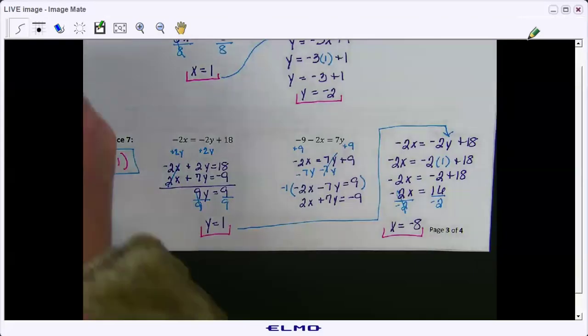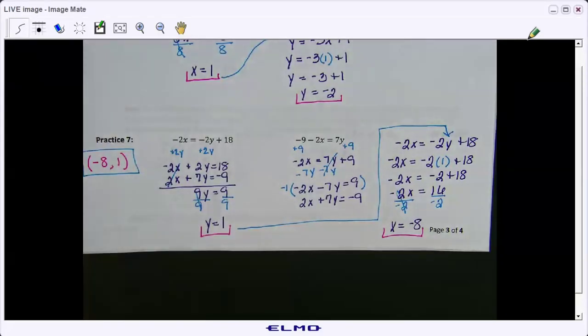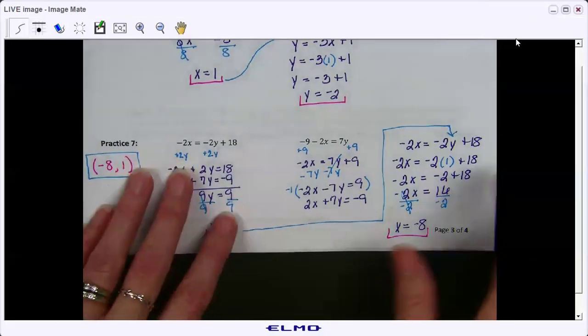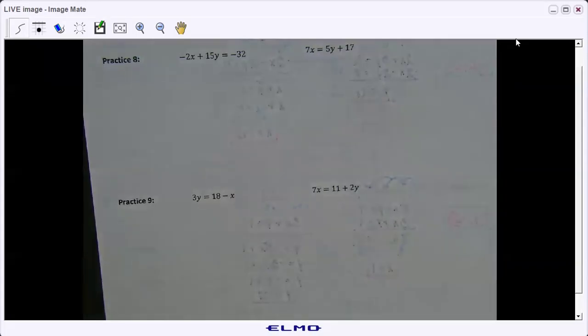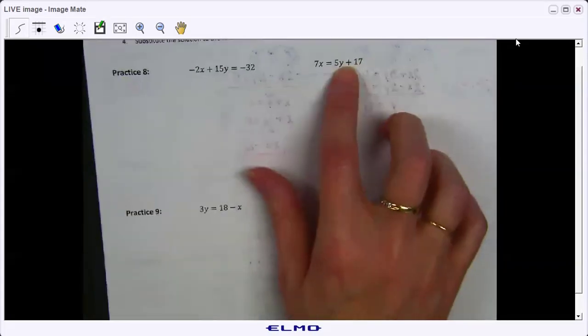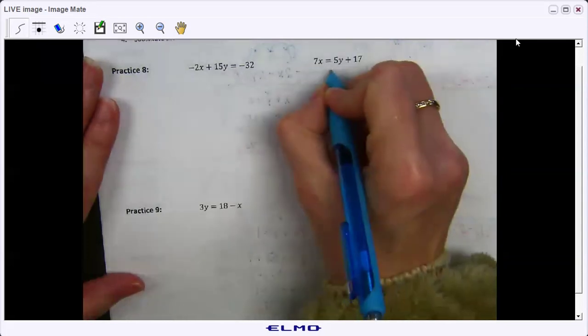Here's number 7. Any questions on that one? All right. Let's move on to example 8. Does anyone need to finish writing? Okay. All right. I'm going to pause just for a minute. Okay, so practice 8, go ahead and rearrange the second one into standard form.